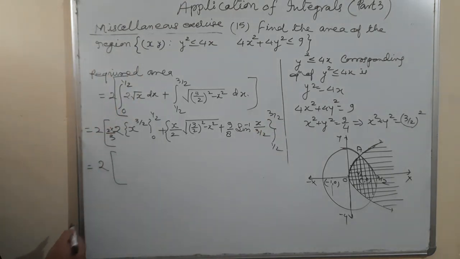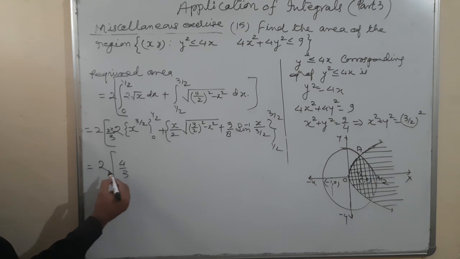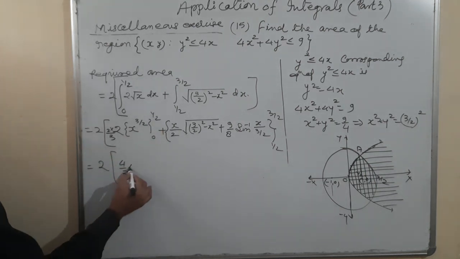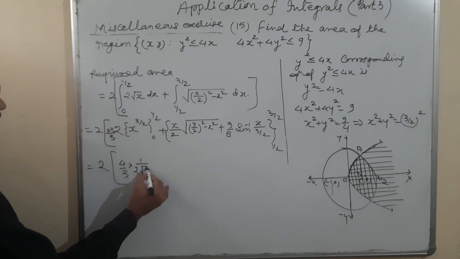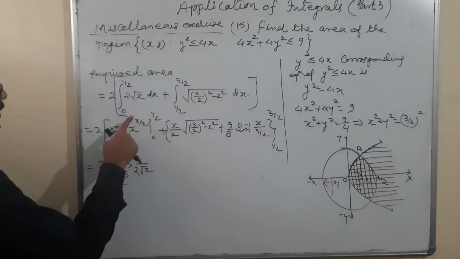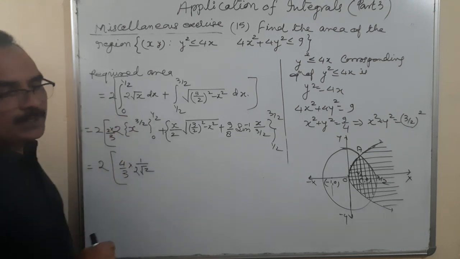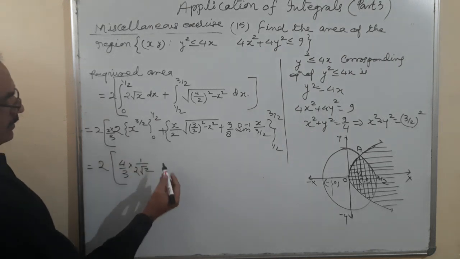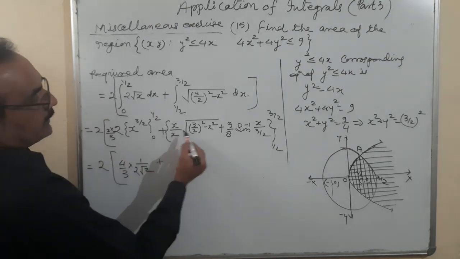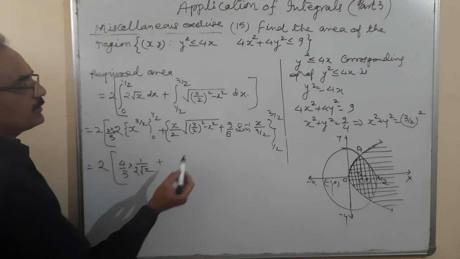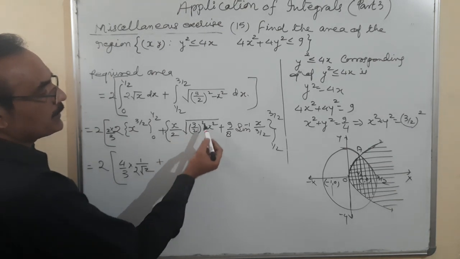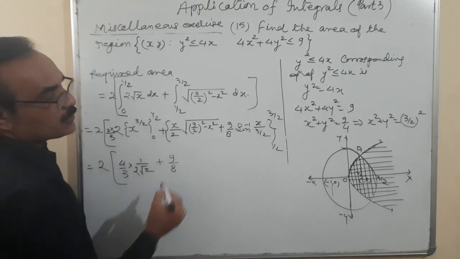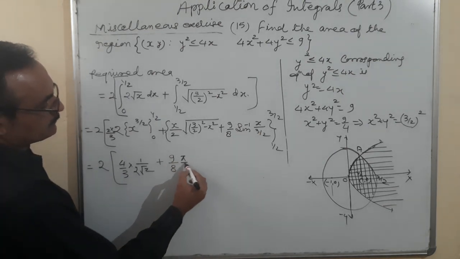2 outside. What happens here? 4 by 3. In place of x, I put 1 by 2. So this is 1 by 2 root 2. Agreed? Because 1 upon 2 to the power 3 by 2 means 1 upon 2 under root 1 upon 2, so 1 upon 2 root 2. Plus, here I want to put 3 by 2. When I put 3 by 2 whole square minus 3 by 2, its complete term is 0. 9 upon 8 sine inverse of 3 by 2 upon 3 by 2, that is 1, sine inverse 1, so pi by 2.